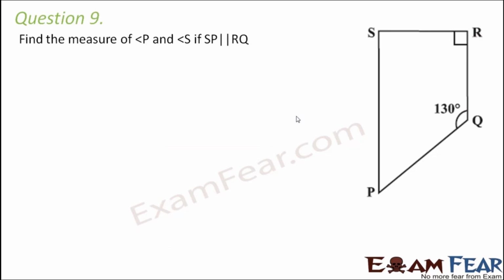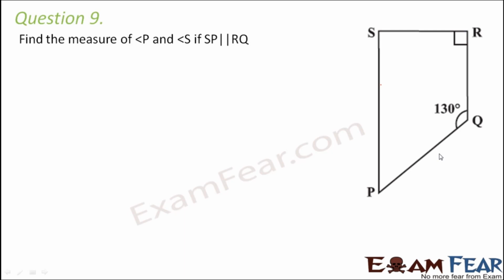Question number 9. Find the measure of angle P and angle S if SP is parallel to RQ. So SP and RQ are parallel. Let's see what would be the measure of angle P and angle S. Now just before we go ahead with the problem, can you tell me if this PQRS which you see on the screen is a parallelogram? This is not a parallelogram because not both pairs of opposite sides are parallel. Only one pair of opposite sides is parallel. RS is not parallel to PQ. Therefore, this is not a parallelogram.